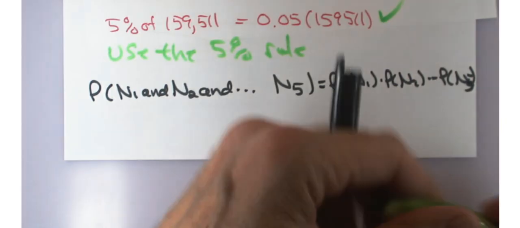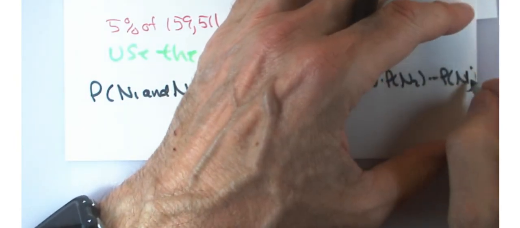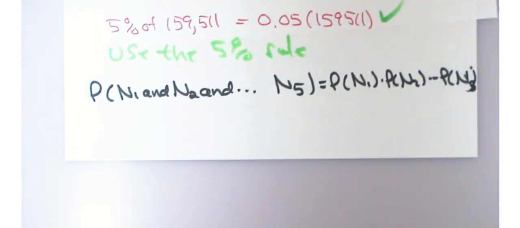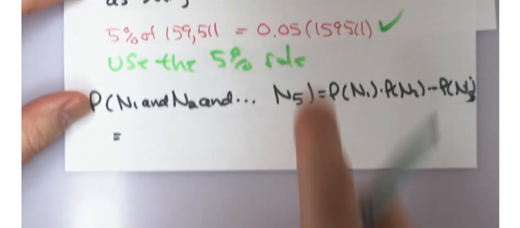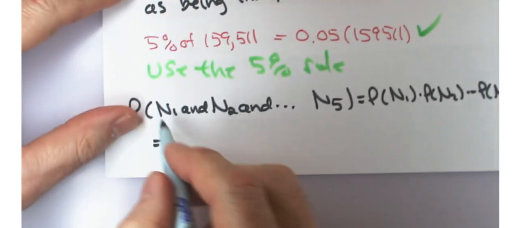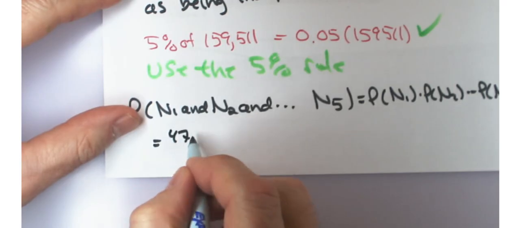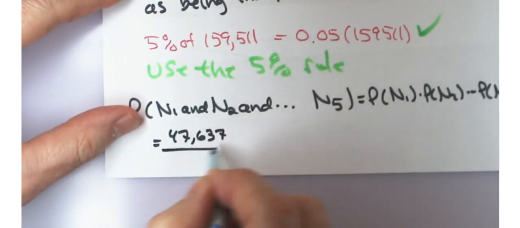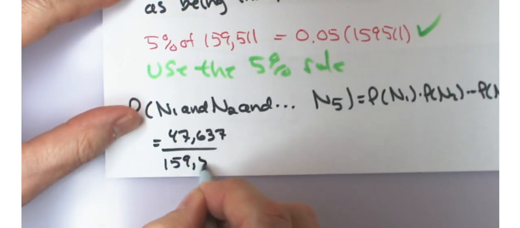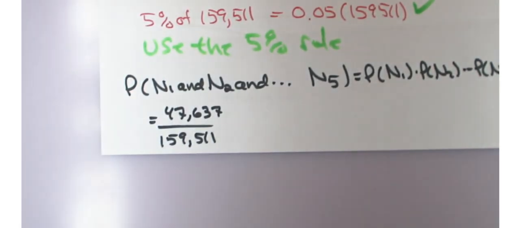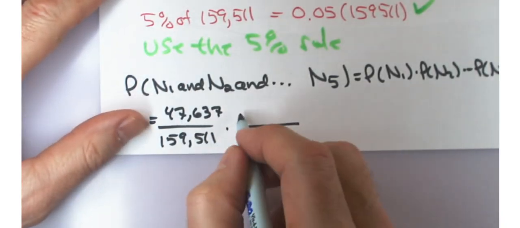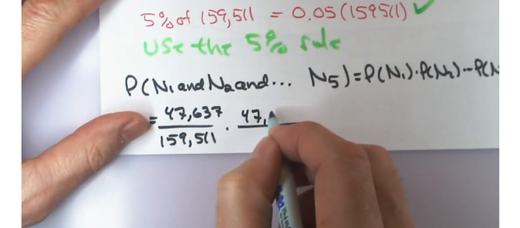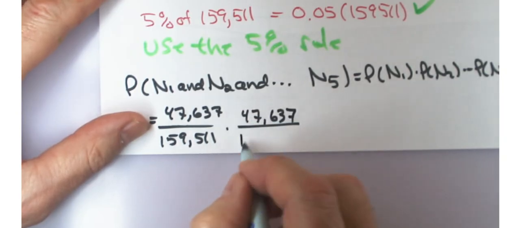Now that's going to make our life a lot easier. Let's find out how. So the probability that the first person watches Netflix is 47,637 over 159,511. But because we're treating them as independent, we're just going to treat the next one as being the same. It's as if we replaced it, sampling with replacement.